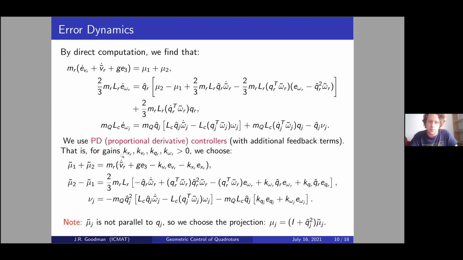And that just means for some gains here, we're going to choose our controllers as follows. And here we've put these tildes on the controllers because these are what we want. We want these PD controllers, but it turns out that we can't use them as is because they do not satisfy the constraints that they are parallel to the cable attitudes. So in particular, we'll just choose our controllers to be the projections of these desired controllers onto the cable attitudes.